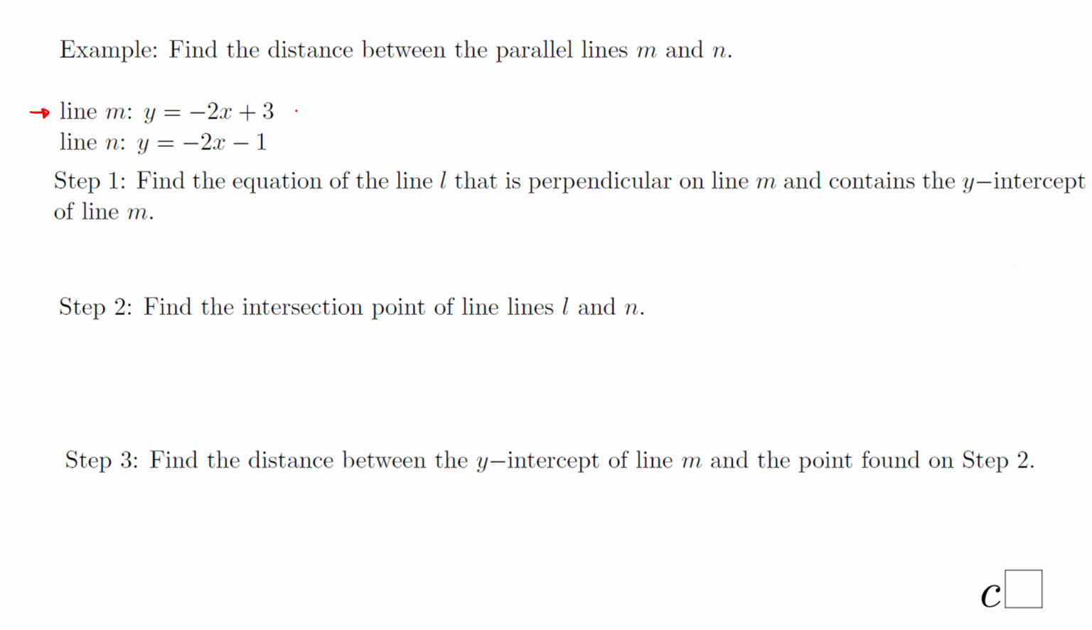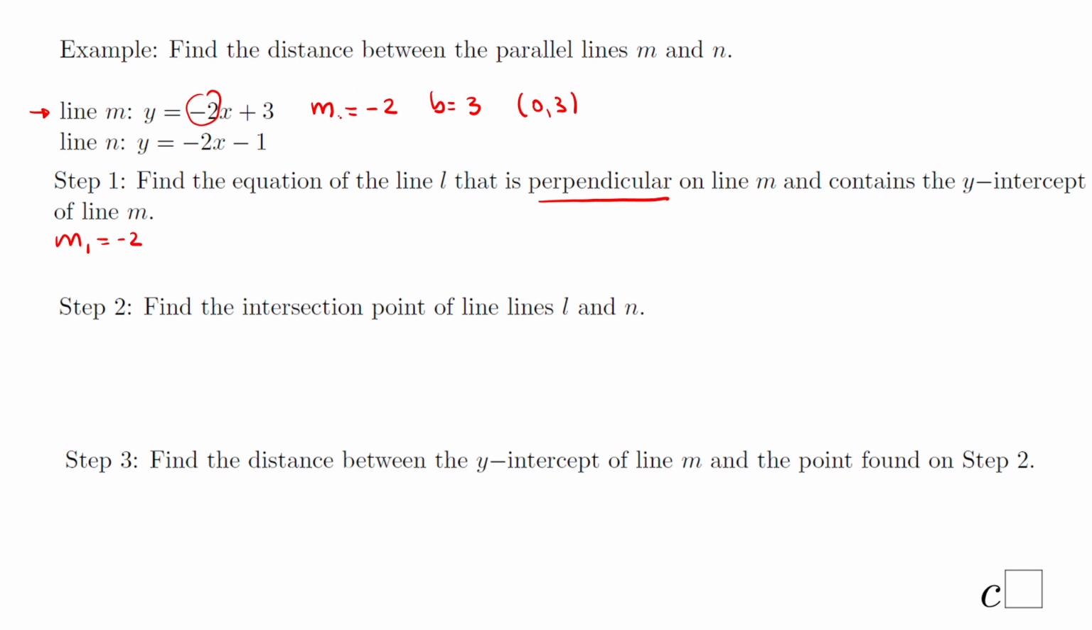So for that reason, I'm going to look at this line. The slope is -2. This value, and the y-intercept b is 3, which gives me the point (0, 3). I'm going to need that in this step 1, because now for the perpendicular line, I'm going to take that slope. I'm going to call it m1 now, -2.